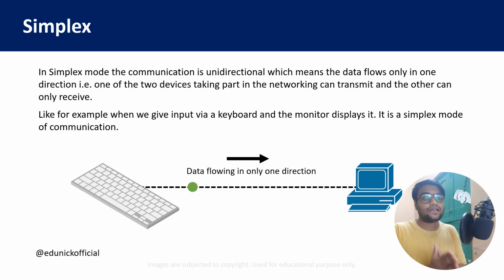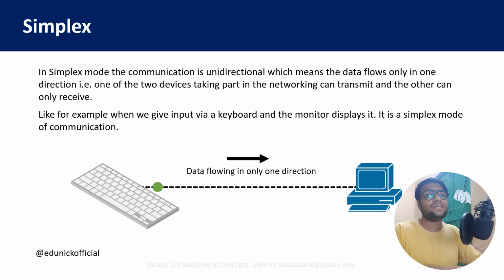The other device can only receive. For example, in this example which you can see, this is a keyboard and this is a monitor. When we are giving input to the computer, we are giving it via the keyboard, and it is only unidirectional, right? And the monitor is showing us the data we have entered using the keyboard, right? And that is basically a simplex mode of communication.